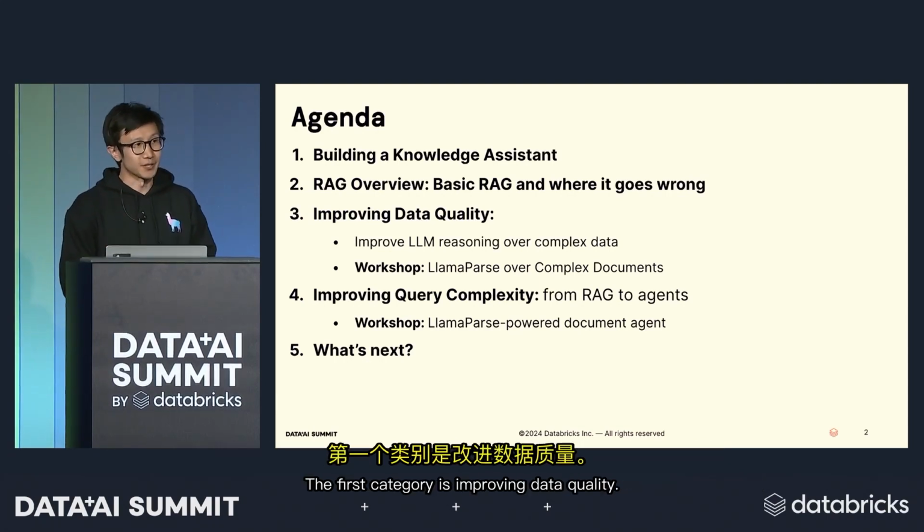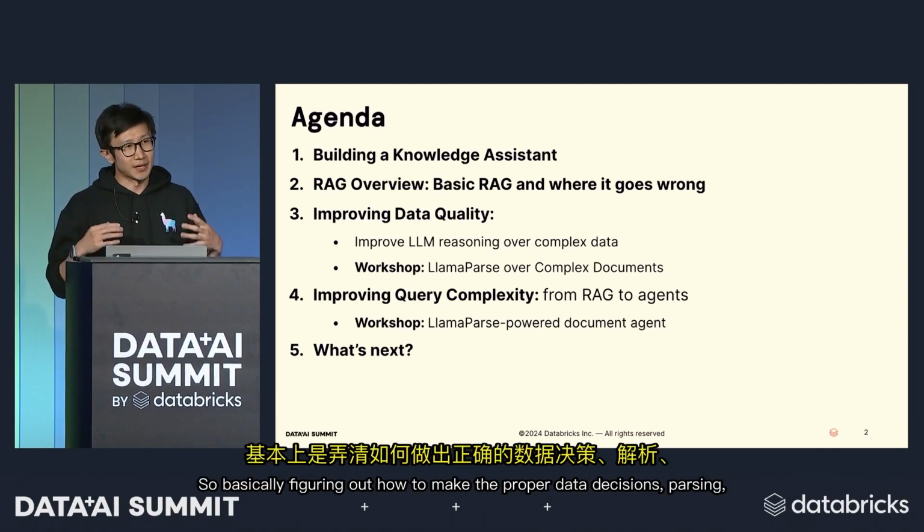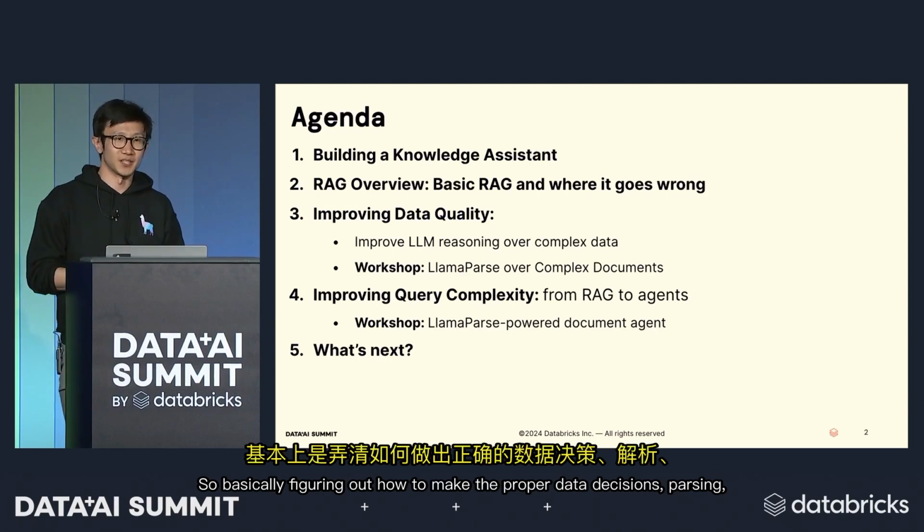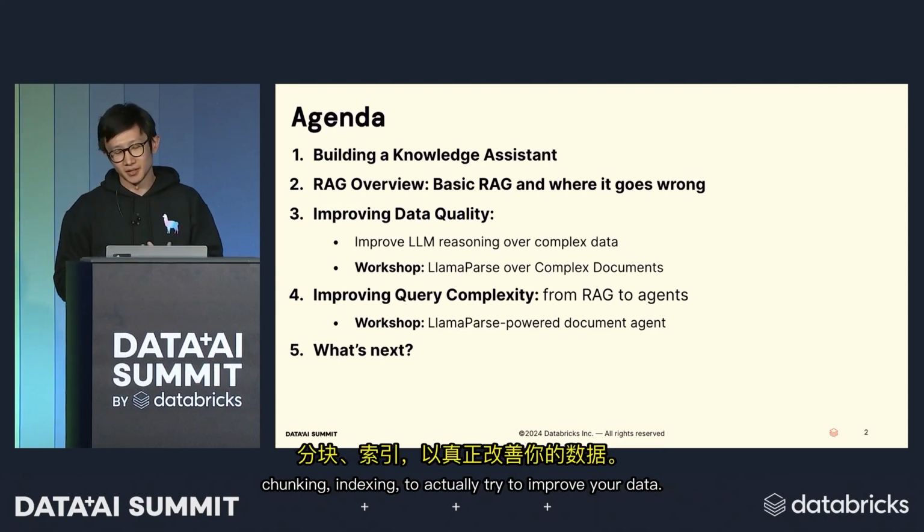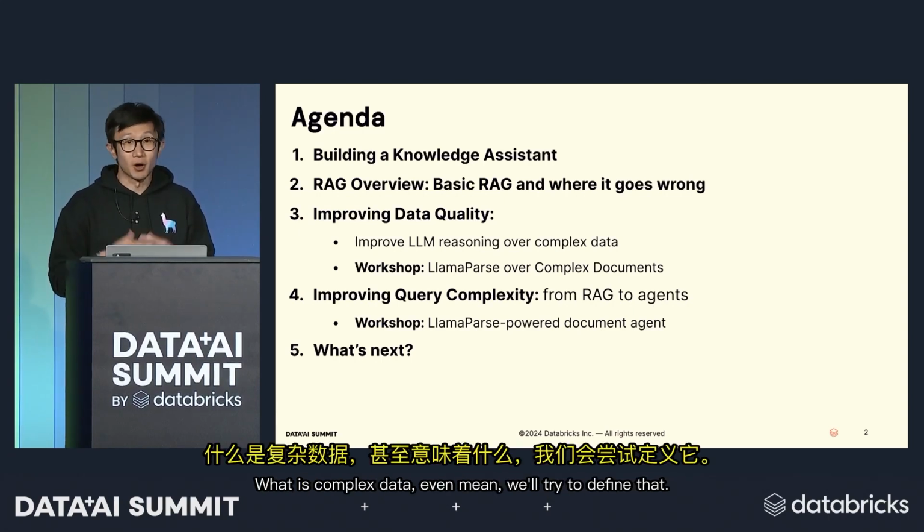The first category is improving data quality. So basically, figuring out how to make the proper data decisions, parsing, chunking, indexing, to actually try to improve your data. What does complex data even mean? We'll try to define that.